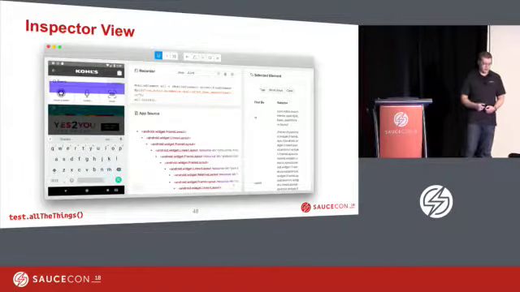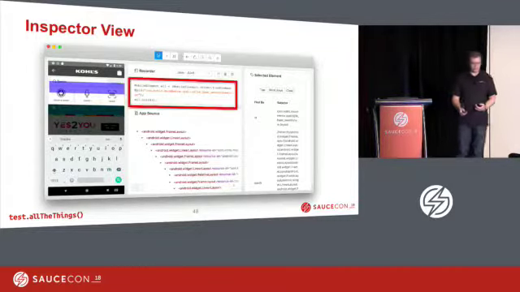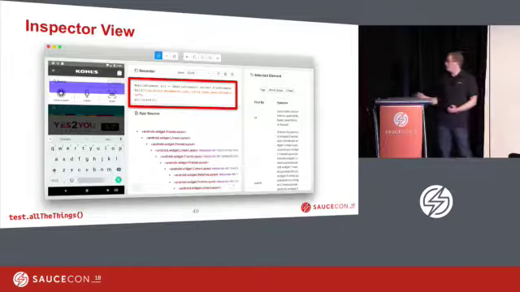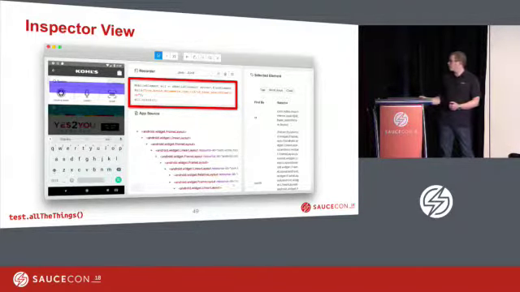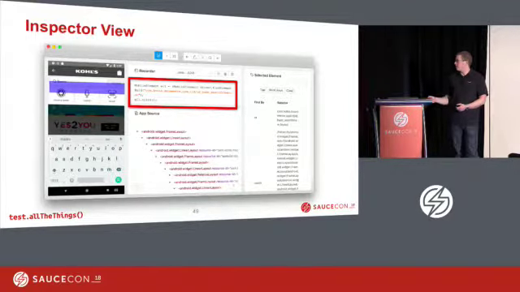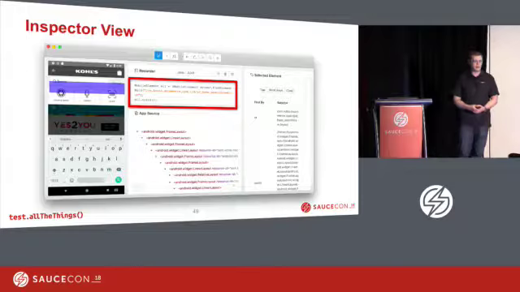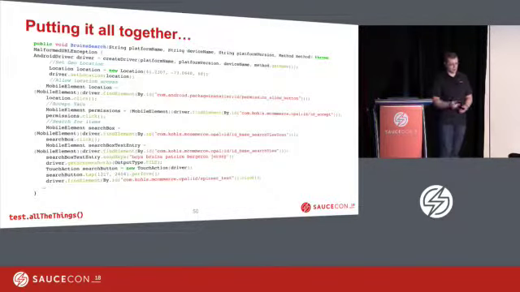So if I wanted to click on that search box, this is what I get. I ran the inspector view. I can choose a language and a framework, in this case, JUnit in Java. And I get all the code that I need to execute a tap on that search box. So now I can take this and I can copy and paste it into my test.